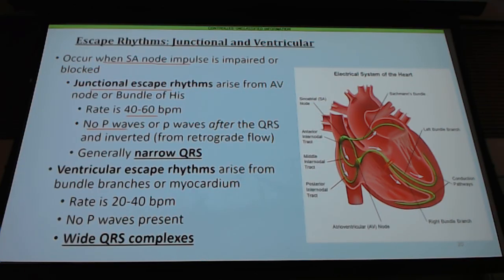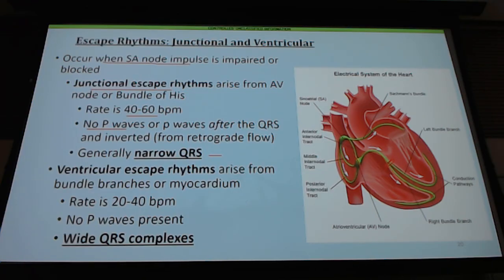But the key thing that differentiates a junctional escape rhythm from a ventricular escape rhythm is that the QRS is going to be narrow, because the propagation of that action potential, which was not generated at the SA node, is still going to use the left and right bundles normally. So you're still going to get that coordinated ventricular depolarization, leading to that normal narrow QRS.